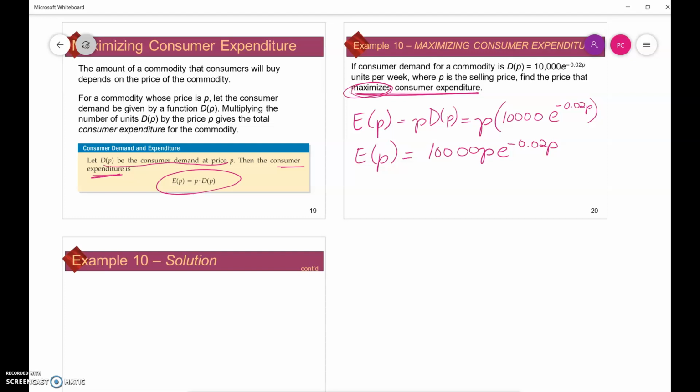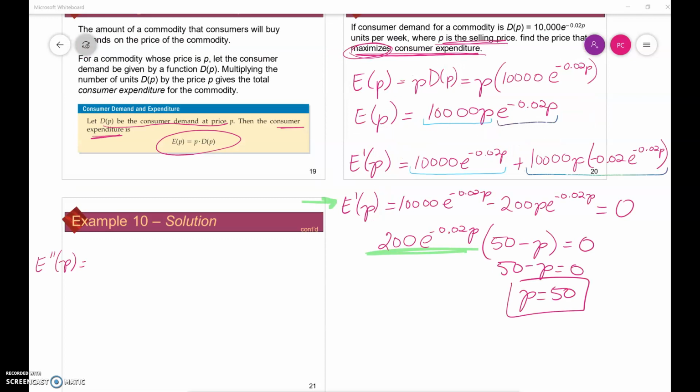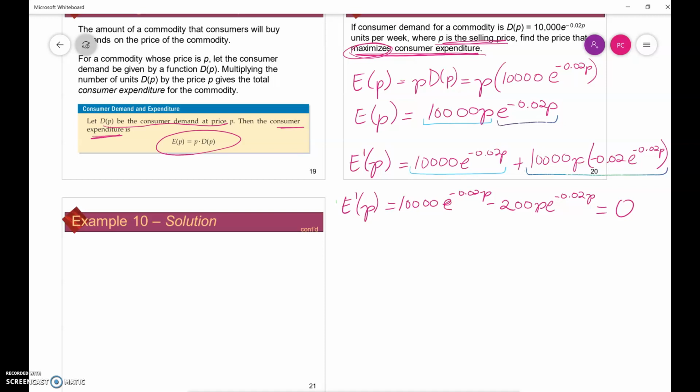What I want you to do is pause the video and take the derivative. If we're going to maximize this function, we have to take that derivative. So take the derivative and come back and check your answer. Sorry, I had a mess up in my video. When you take that derivative, what you should have ended up with is 10,000 e to the negative 0.02 p minus 200 p e to the negative 0.02 p.